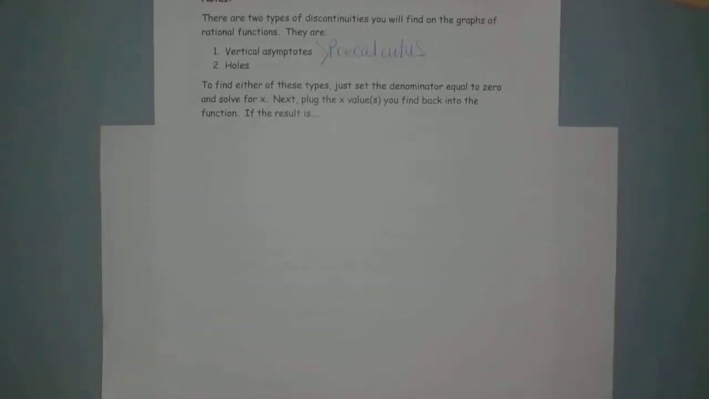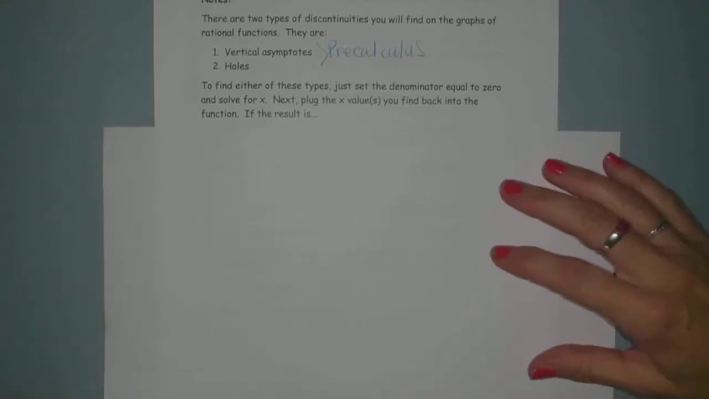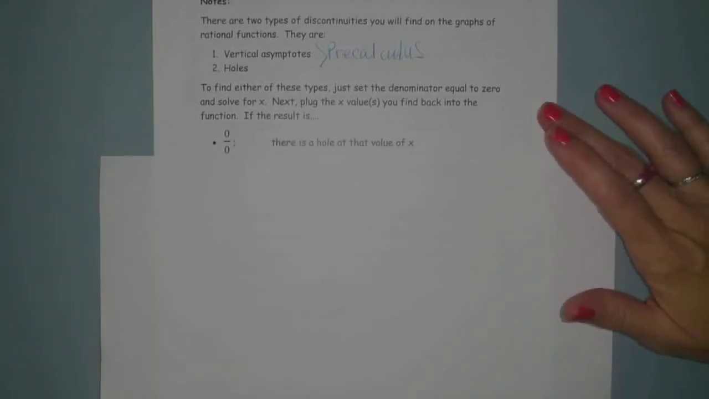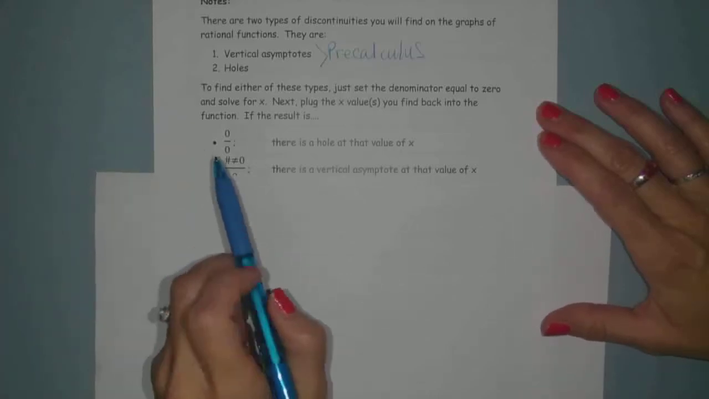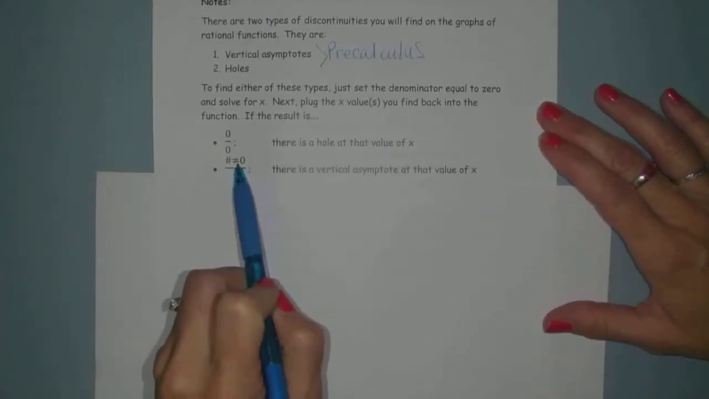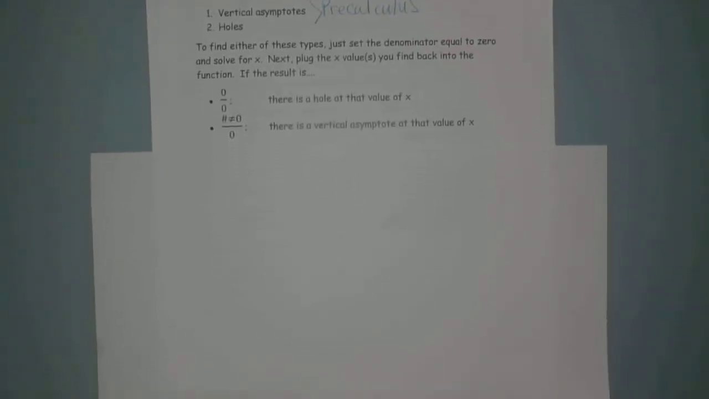To find either of these types, just set the denominator equal to 0 and solve for x. Next, plug those x values back into the function. If the result is 0 over 0, then you have a hole in the graph at that value of x. And if the result is any other number other than 0 over 0, then you have a vertical asymptote at that value of x.